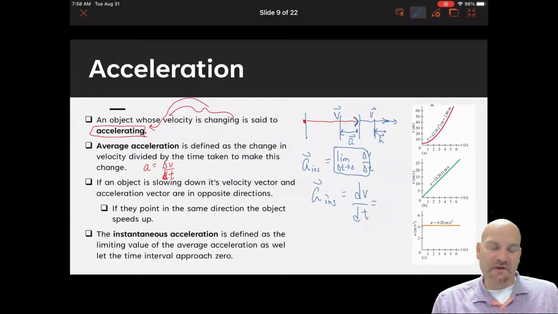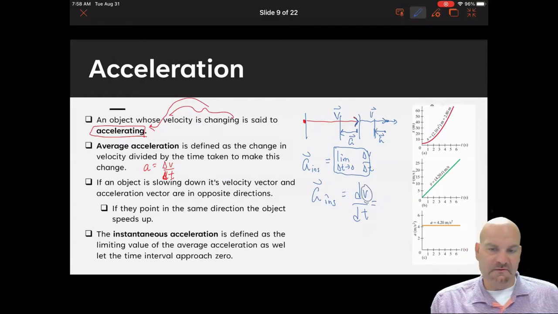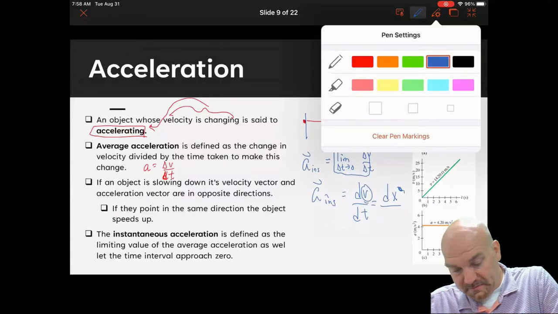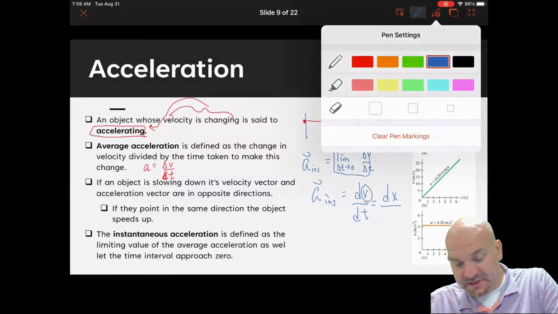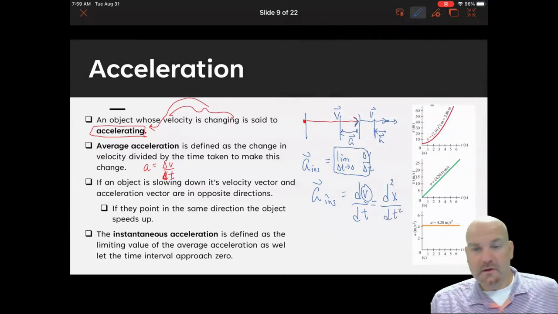But also, if v is the derivative of position, that makes acceleration the second derivative of position.